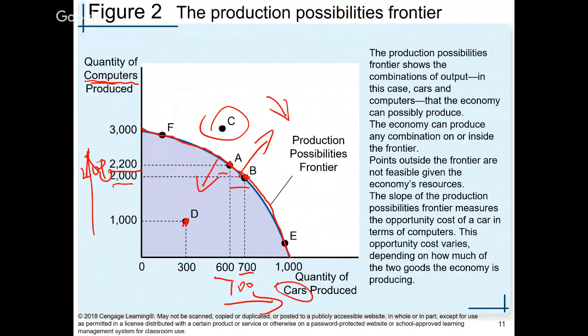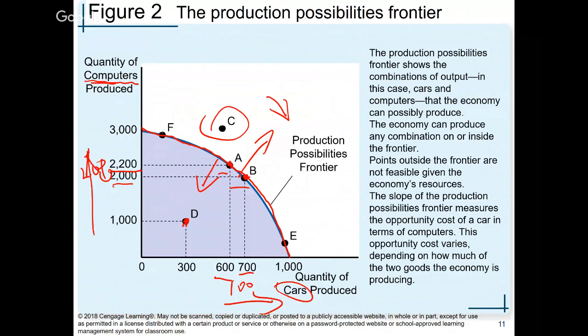Now, remember we talked about this before in the first chapter. The opportunity cost is what you give up in order to obtain something else. So from point A to B, in order to obtain 100 more cars, we must give up 200 computers. Here, it shows you the opportunity cost between each production combination.